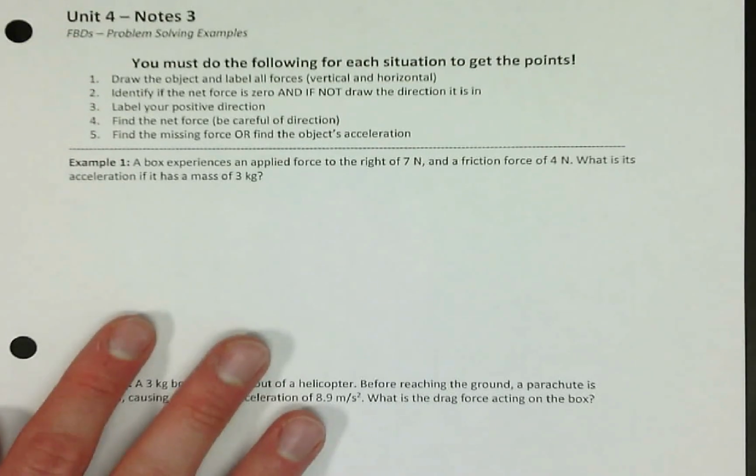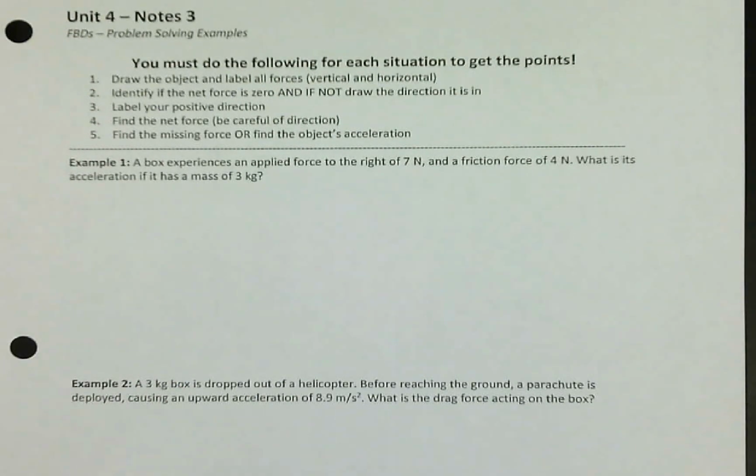Okay, a box experiences an applied force to the right of 7 newtons and a friction force of 4 newtons. What is its acceleration if it has a mass of 3 kilograms? So here are your steps.